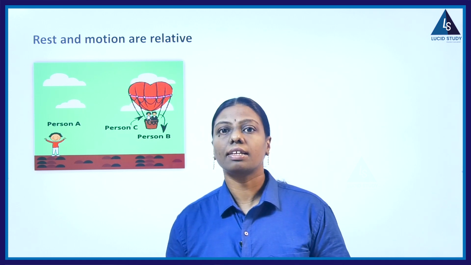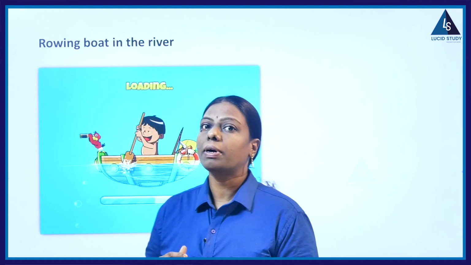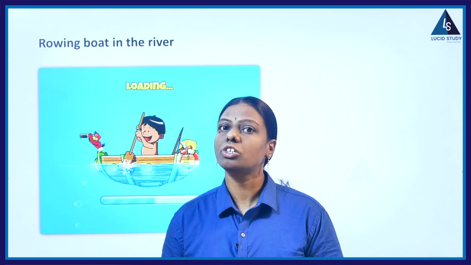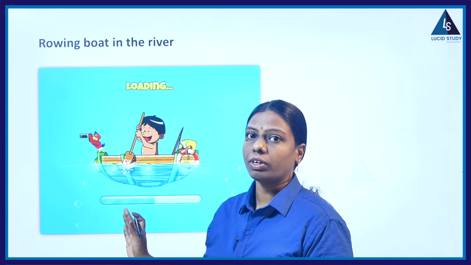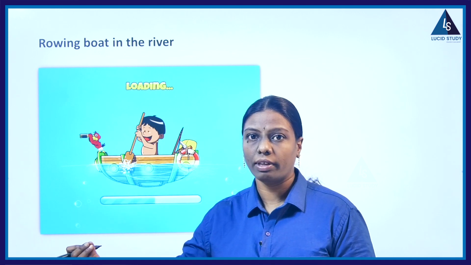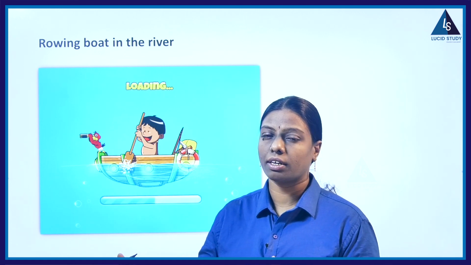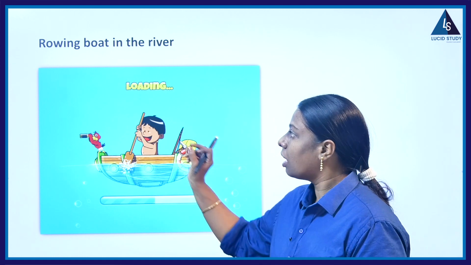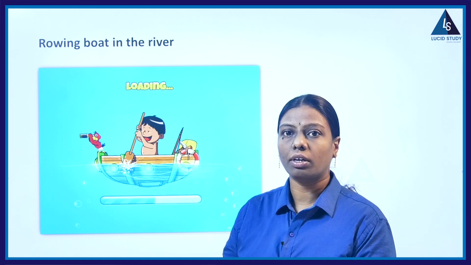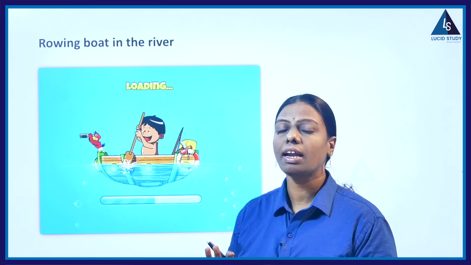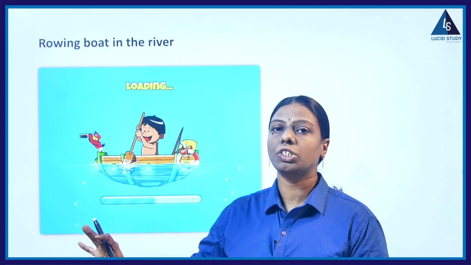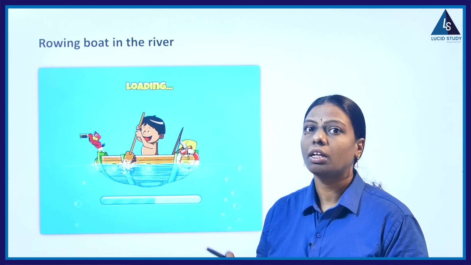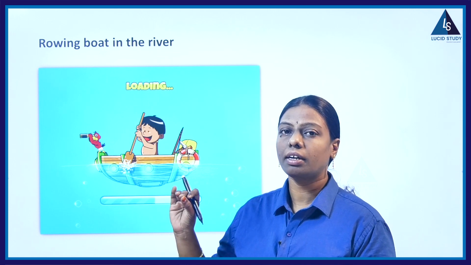So let us see some examples. A person who is rowing a boat in the river, how is he at rest or in motion? Let us discuss. With respect to the river, the boat is moving. So the boat is in motion. With respect to the boat, a boy is sitting in the boat. How does he appear? He is at rest. With respect to the river, the boat is in motion. With respect to the boat, the boy is at rest.